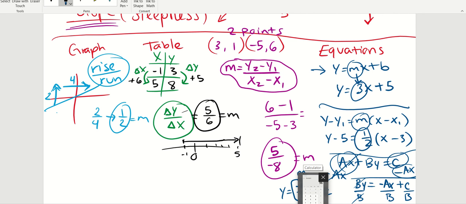Okay. I hope this video helps give you an idea of, again, how slope could be calculated in 4 different ways.